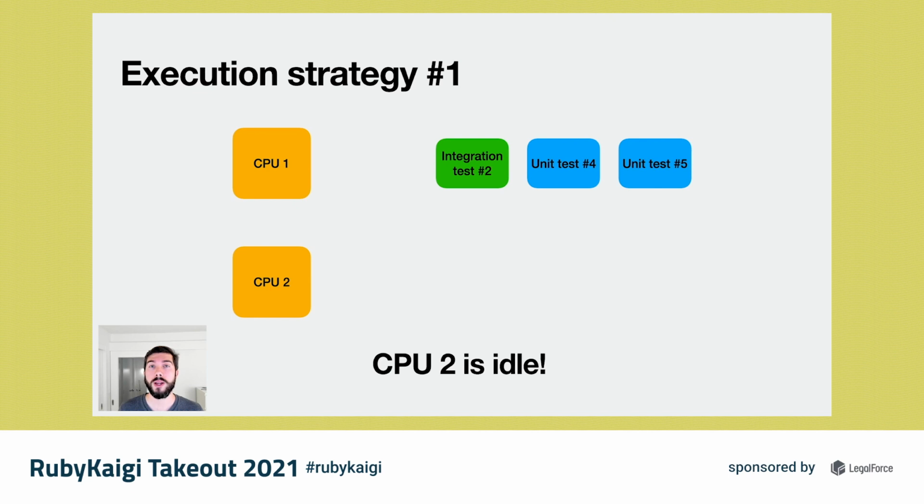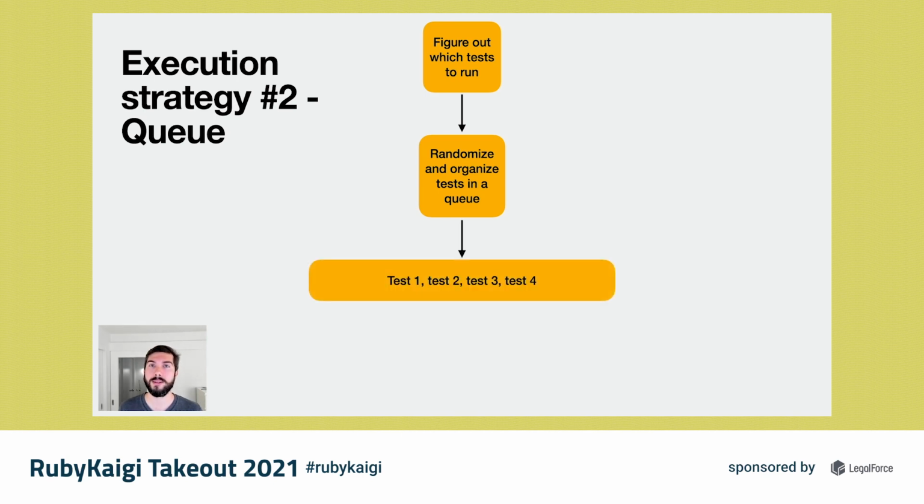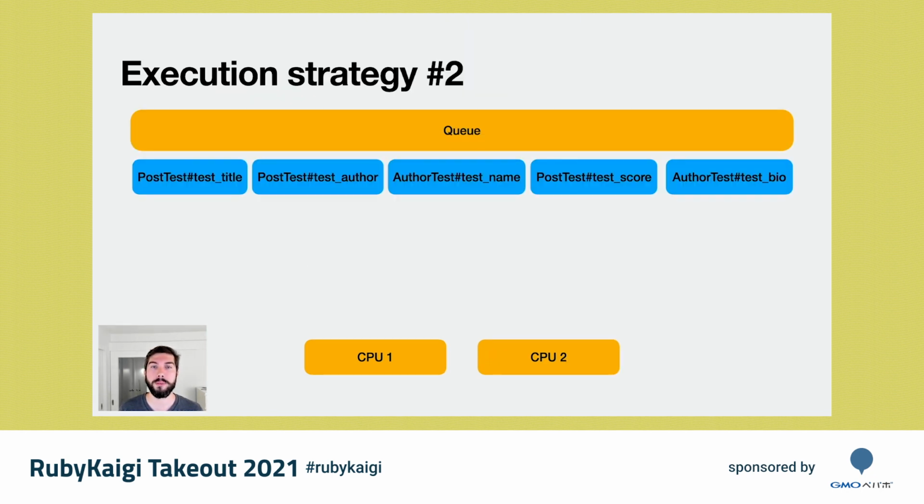So execution strategy number 2 tries to address this by using a queue mechanism. We begin just the same by figuring out the tests we want to run, and then we randomize our tests into a queue. So each individual test example becomes an item in our queue. And then our workers, our CPUs, can pull items from this queue as soon as they're ready to do more work.